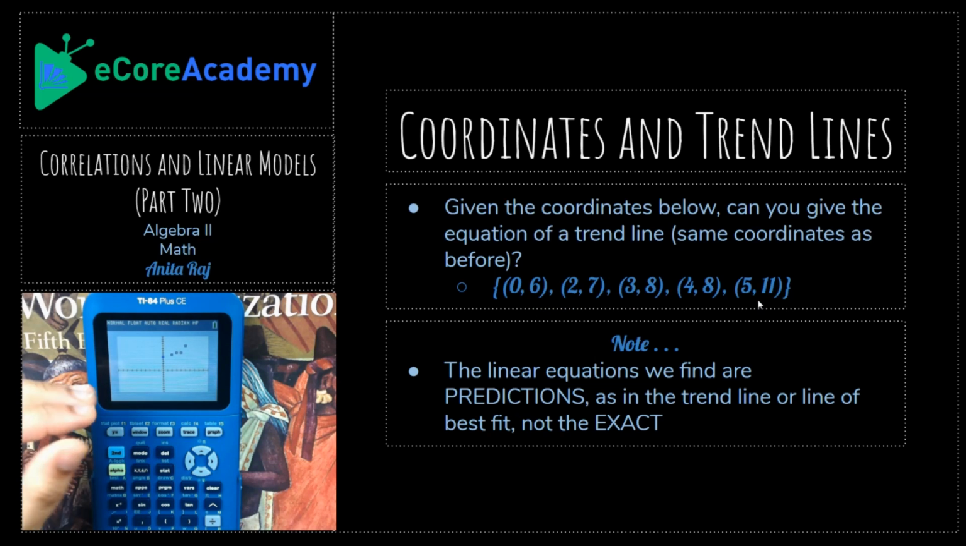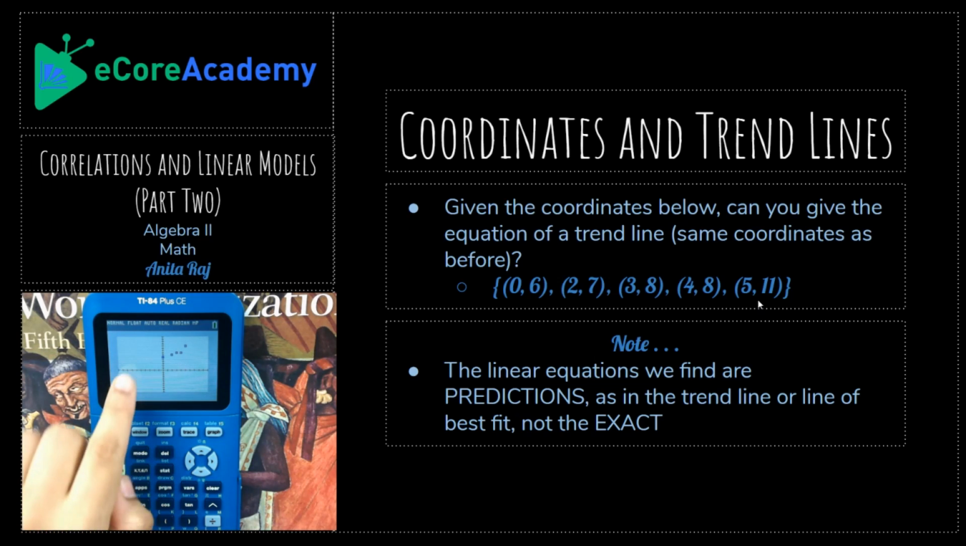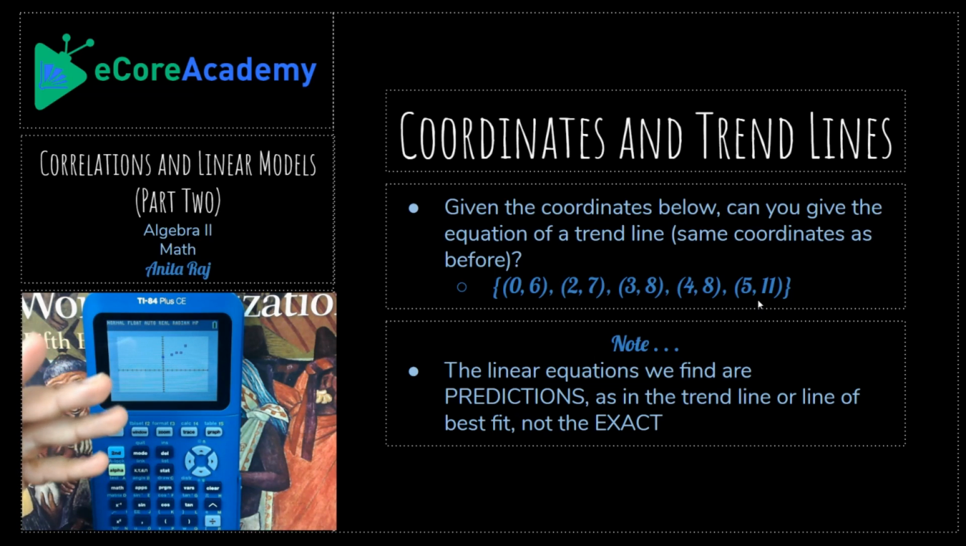I've already showed you how to do a linear regression in my previous TI calculator videos, but I'm still going to be walking you through it now in the form of an actual problem you might see on an assessment that's testing your ability to use the calculator. So I just want you guys to note that the linear equations we find are predictions, as in the trend line or line of best fit. They're not the exact linear equation, because already you guys can see these coordinates don't form a perfect line. We're just making a prediction of the best line, the prediction that goes through these points and makes the best prediction of what a linear equation would look like.